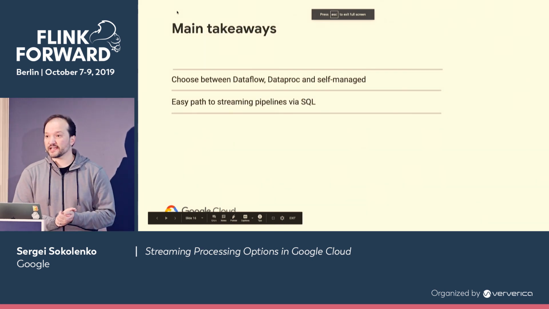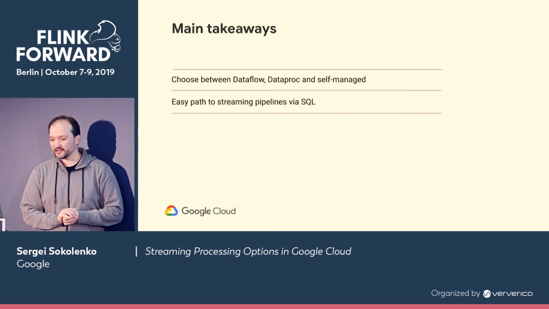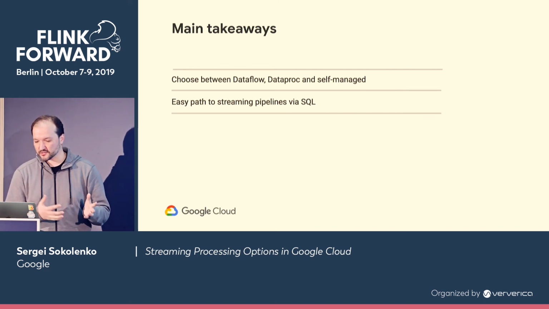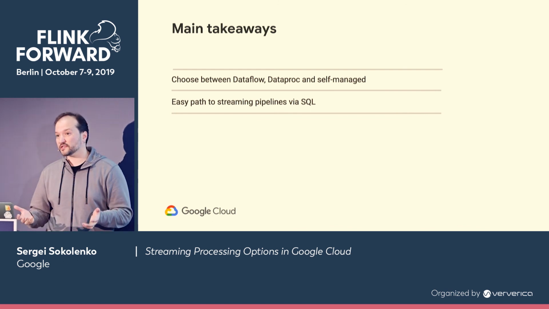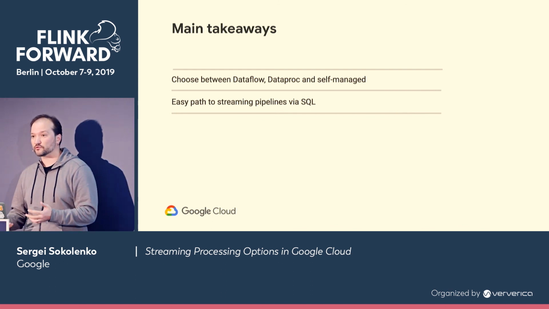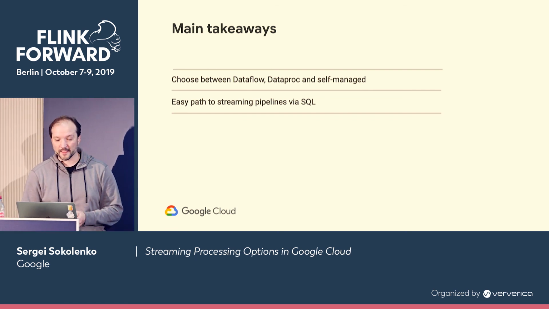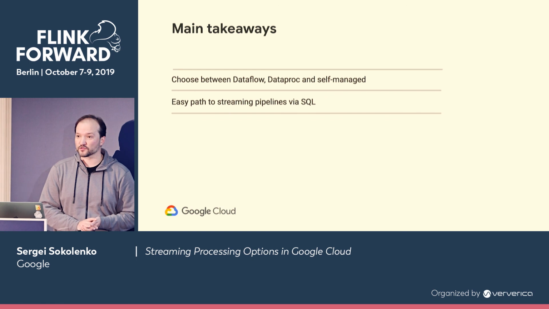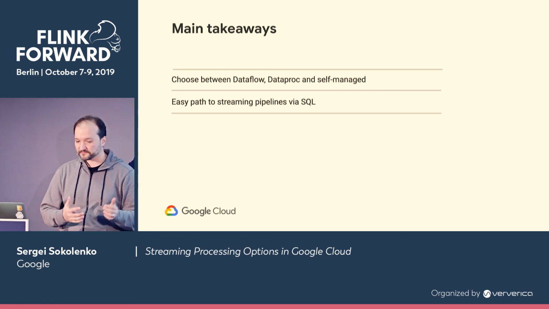Just to summarize what we saw in the demo as well as on slides, you have options in Google Cloud to do stream processing. You can use Dataflow, you can use Dataproc, you can also do self-managed Flink and Spark and Kafka. There's a very easy path for you to start with streaming by using SQL and Dataflow SQL.